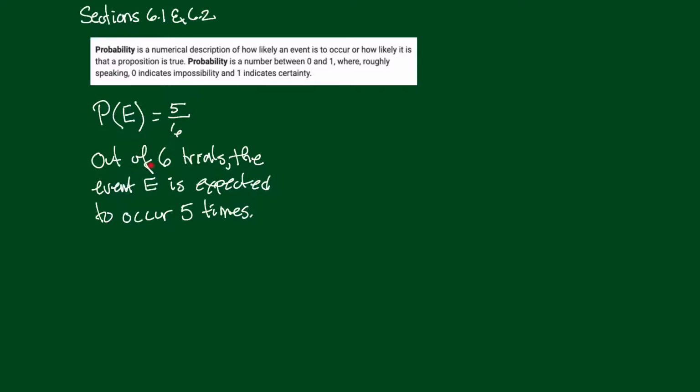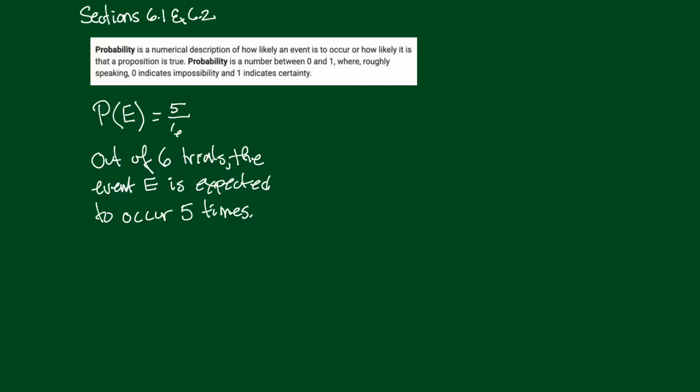6 is the denominator, out of 6 times we do this experiment, the event E, whatever it is, is expected to occur 5 times. So it's expected, no guarantee. It's just how likely something is. So if we do something 6 times, we expect this particular event to occur maybe 5 times.